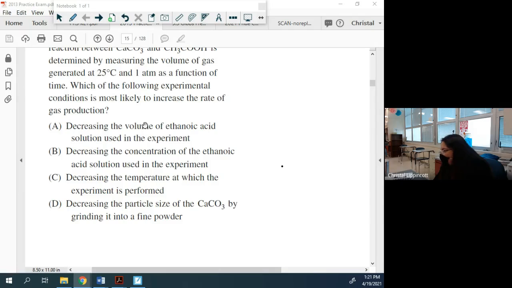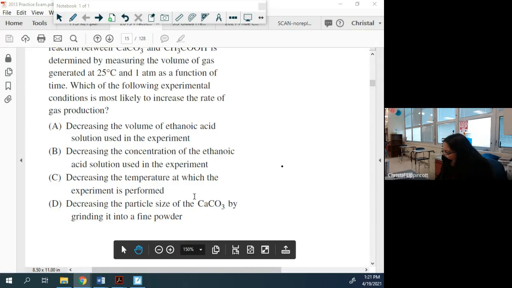So decreasing the volume of one of the components, so we're reducing the amount of material that's going in. Would that increase the rate of reaction? Does that make any sense? No. Decreasing the concentration, same deal, same idea. Decreasing the concentration, not going to happen. Decreasing the temperature, making it colder. Does that usually help the rate of reaction?